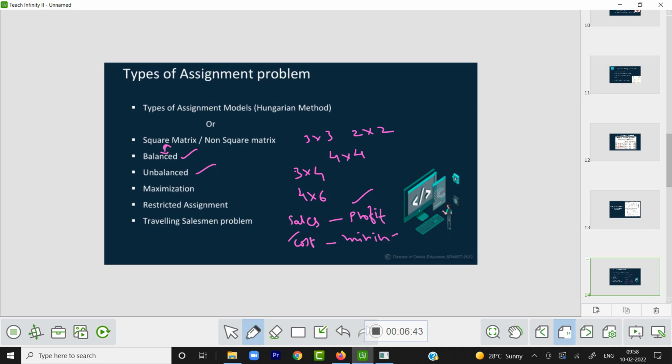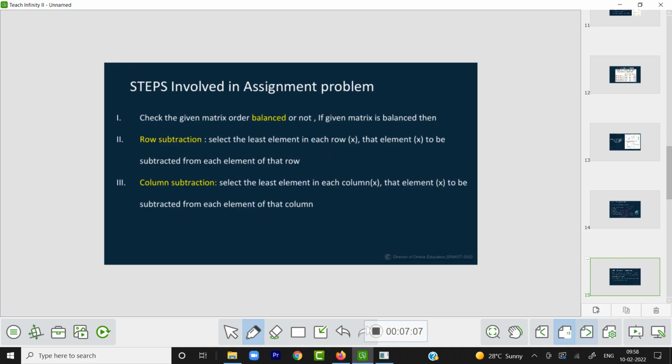Restricted assignment is when some entries are empty cells, which is called restricted. The traveling salesman problem means a person starts at a particular point and returns to the same point after touching every city, so a circular route path is formed. That is called the traveling salesman problem. Right, so these are the steps you have to follow.